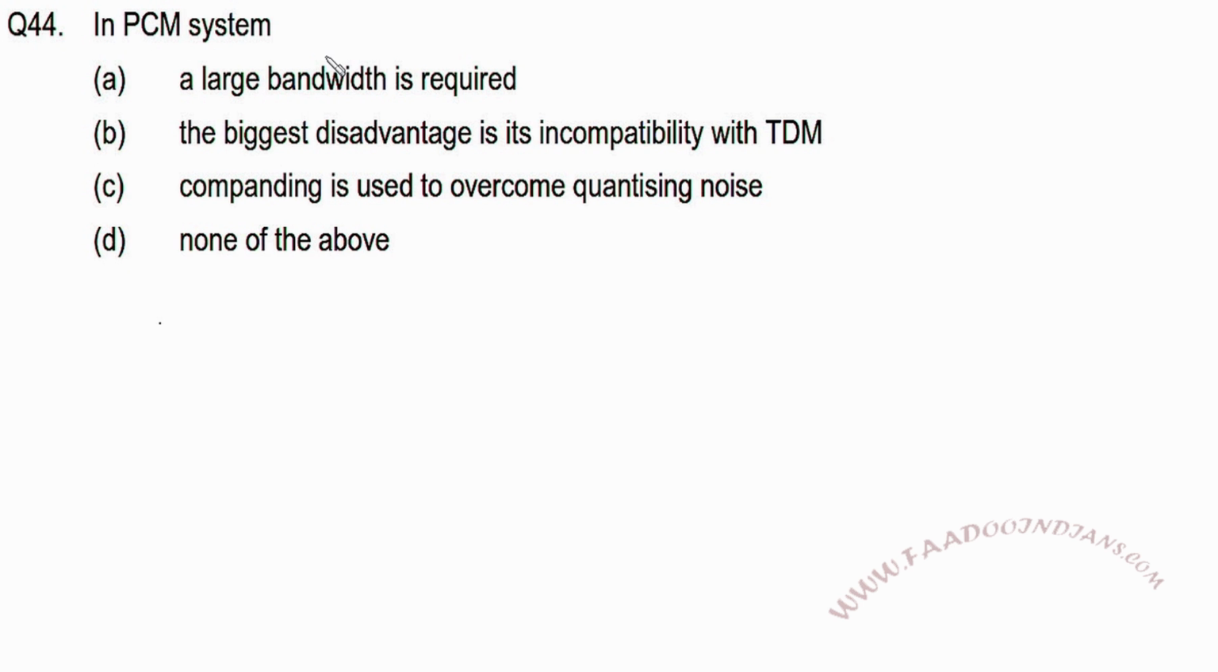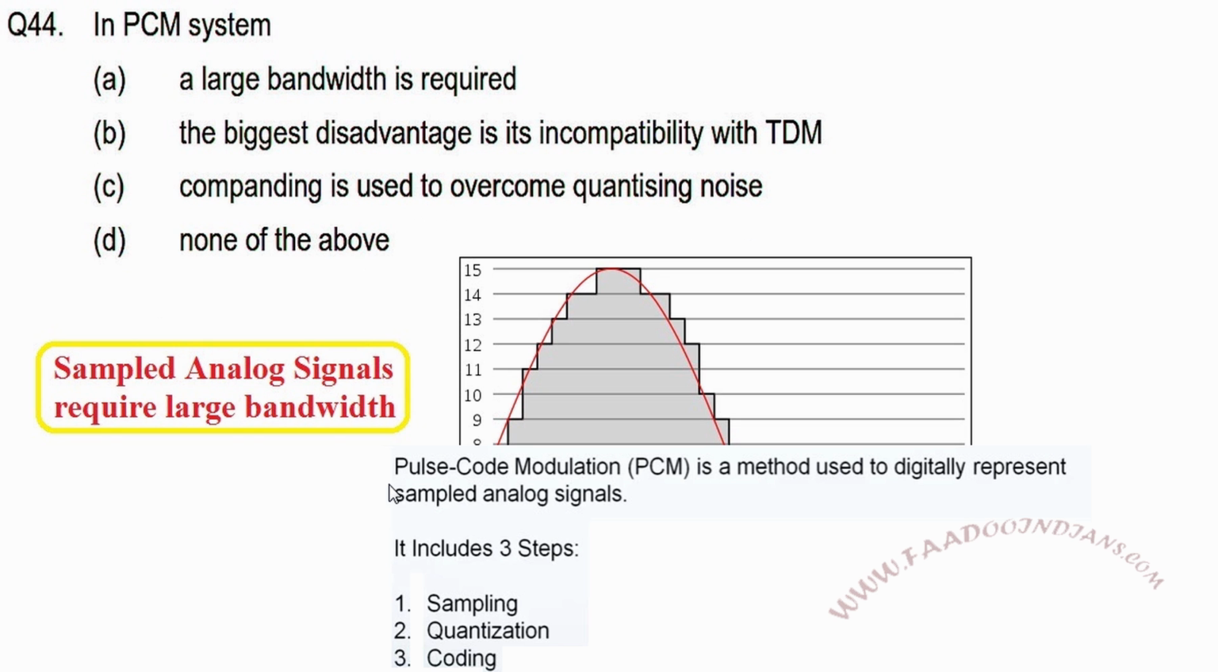44th. In a PCM system, that is pulse code modulation system, a large bandwidth is required. The biggest disadvantage is its incompatibility with TDM. Companding is used to overcome quantizing noise. None of the above. Well, this is your PCM where we take sampled analog signals that require larger bandwidth.